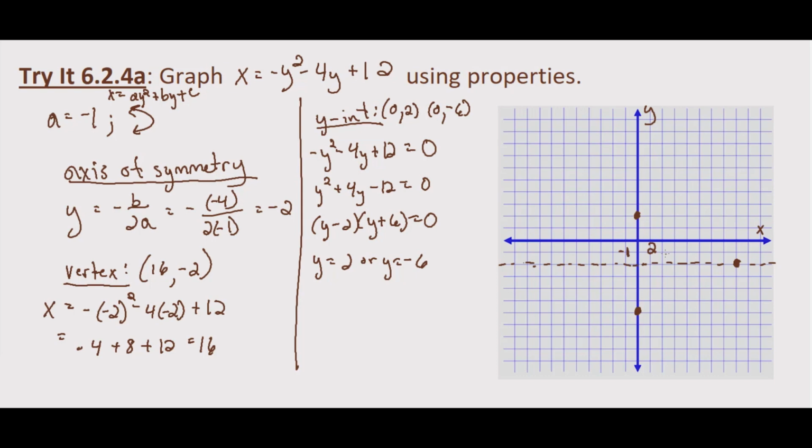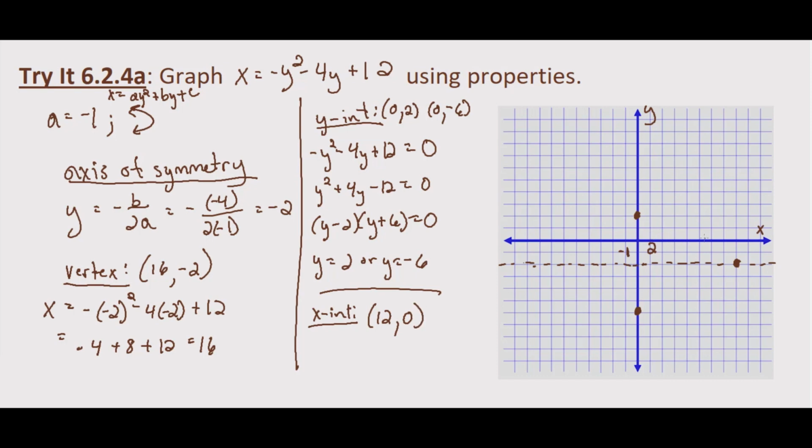So now we have our vertex, we have our y-intercepts. We know it opens to the left. Now, what about the x-intercept? That's when y equals 0. We don't have to write it all out because it's just 0 squared minus 4 times 0, which is just 0 minus 0 plus 12. So our x-intercept is going to be at 12, 0.